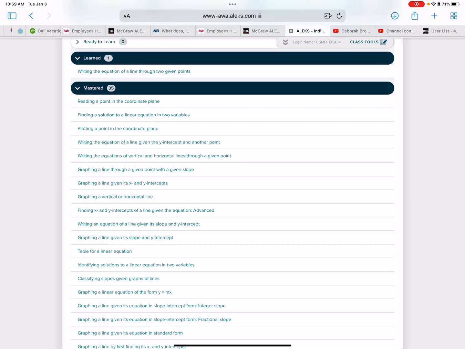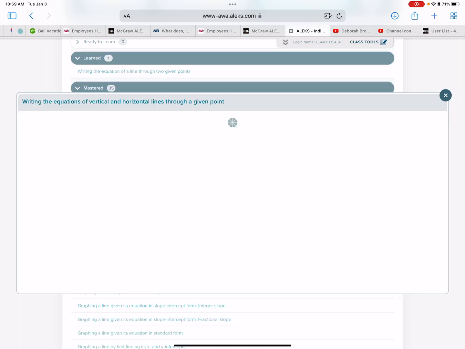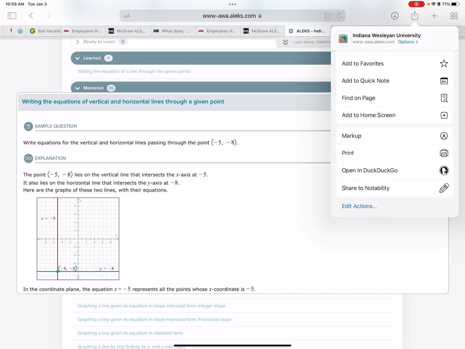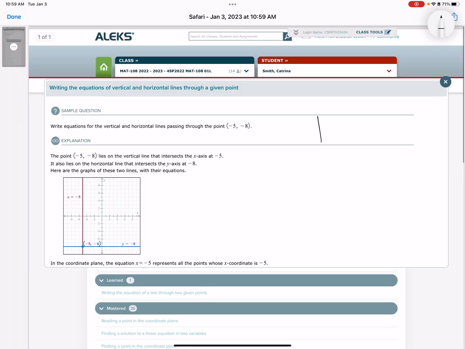Next one, writing the equations of vertical and horizontal lines for a given point. Okay, so the unique thing about vertical and horizontal lines is that a vertical line, obviously, is straight up and down, and horizontal lines go like this.